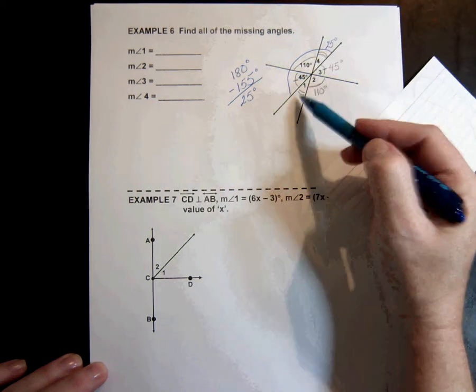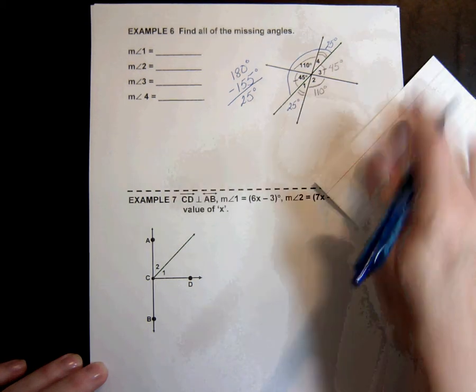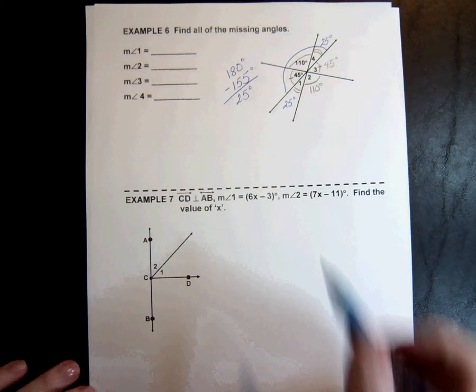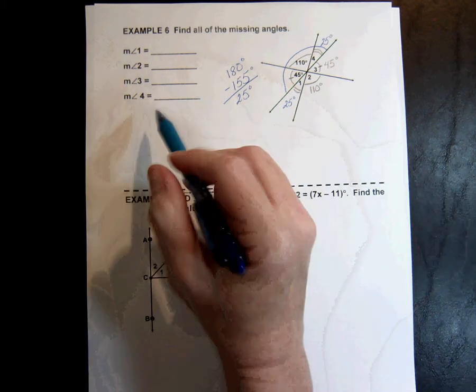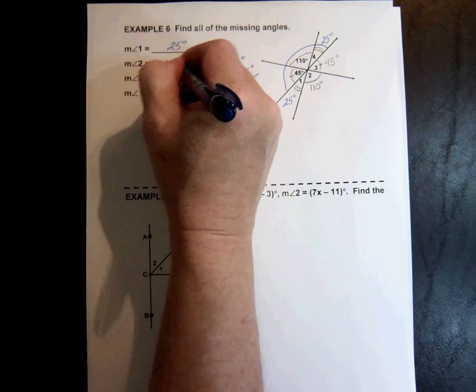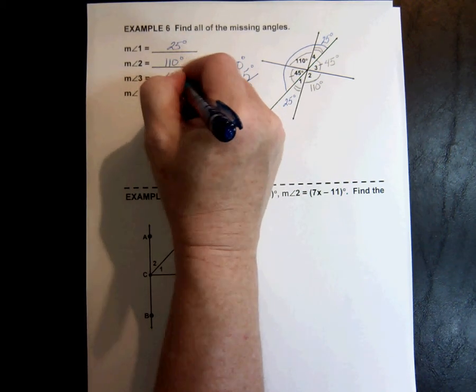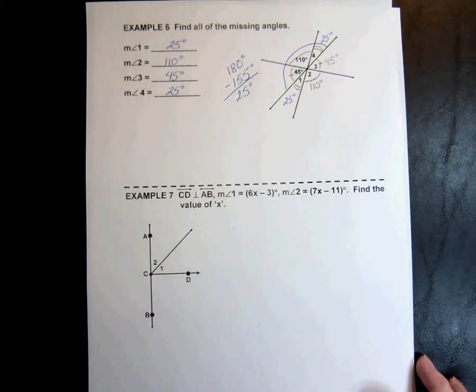So knowing those are vertical angles, the measure of angle 1 would also be 25 degrees. So for every single angle now, we have all of the measures. So you can fill them in. Angle 1 is 25 degrees, 2 is 110, 3 is 45, 4 is 25. And it was worked kind of like a puzzle.